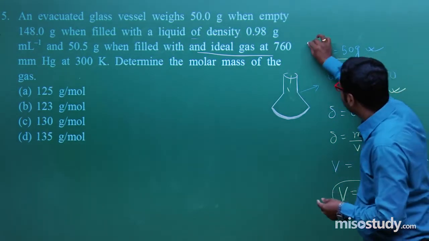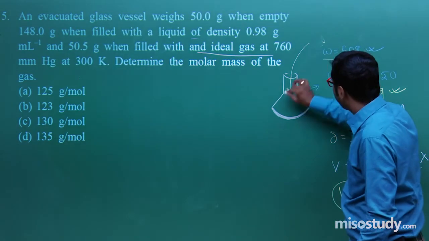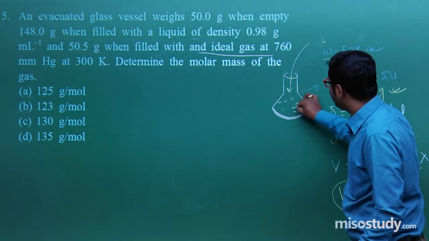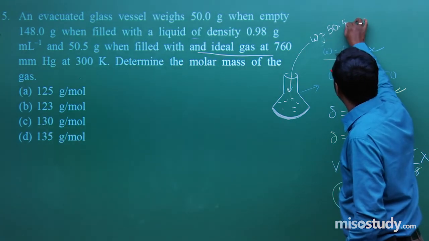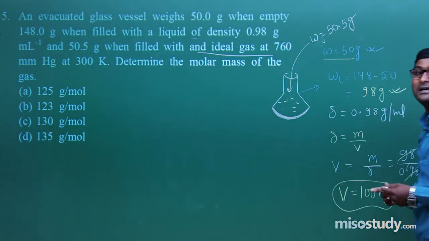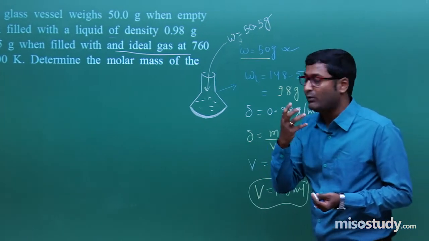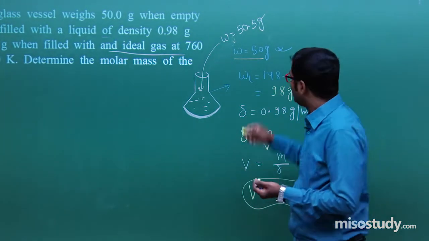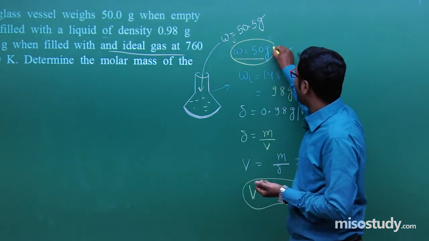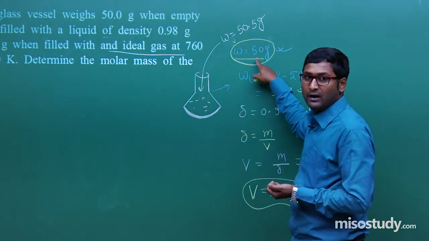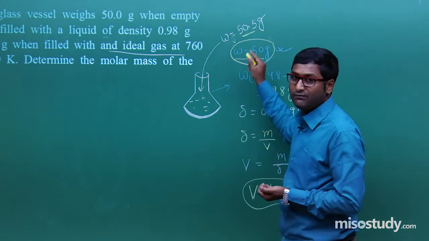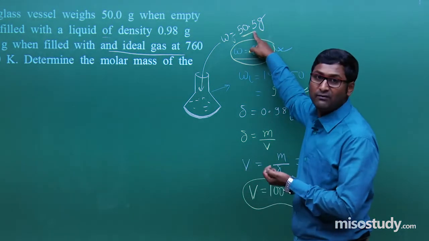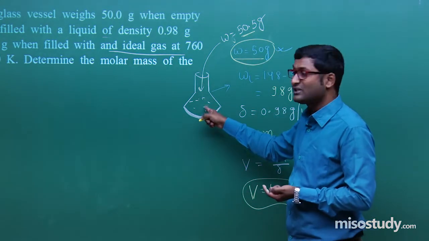Now I am filling gas here, and if we fill gas, then in this case the weight equals 50.5 gram. Clear to you? Then what is the weight of the gas alone? The weight of the vessel when empty is 50 gram, and including gas, the weight of the vessel is 50.5. There is an addition of 0.5 gram which is due to the presence of the gas.